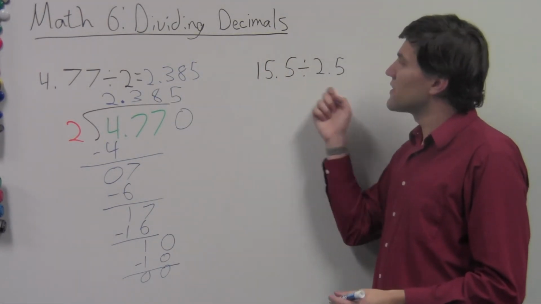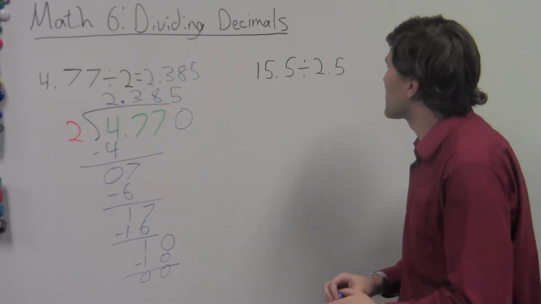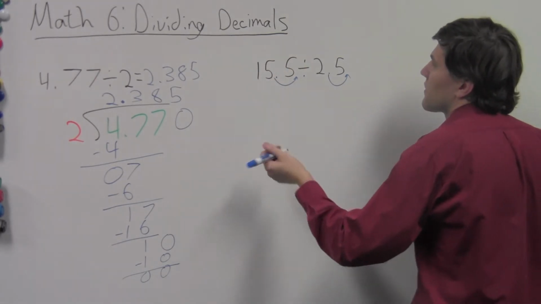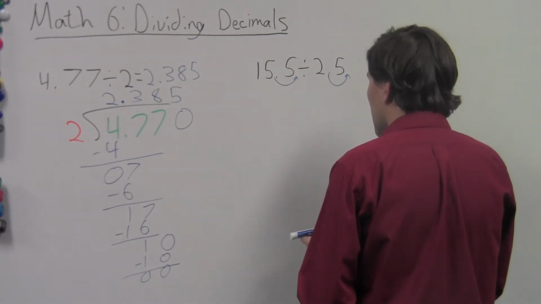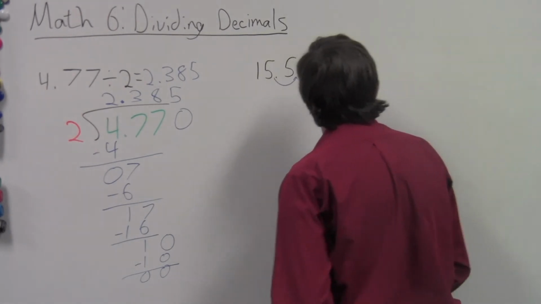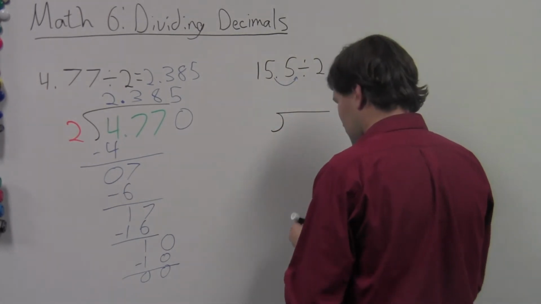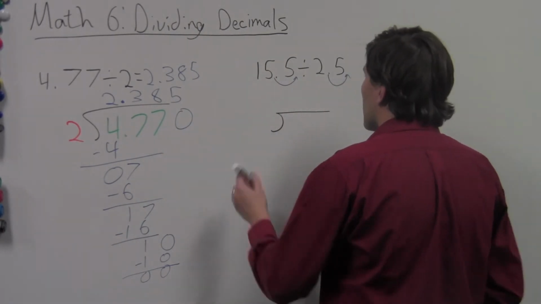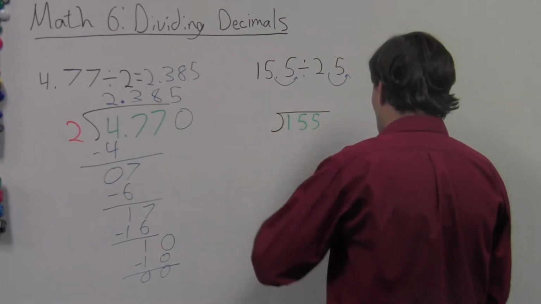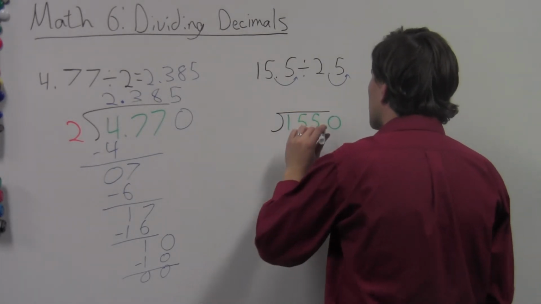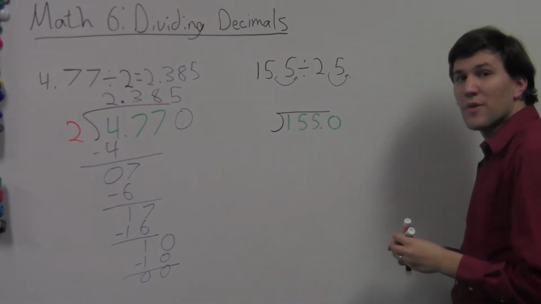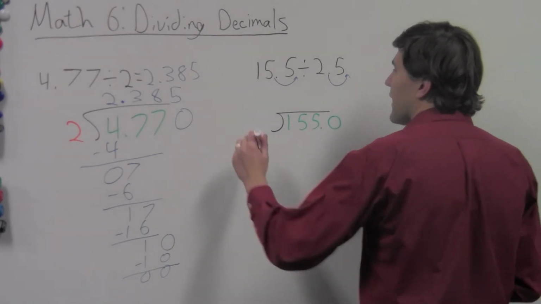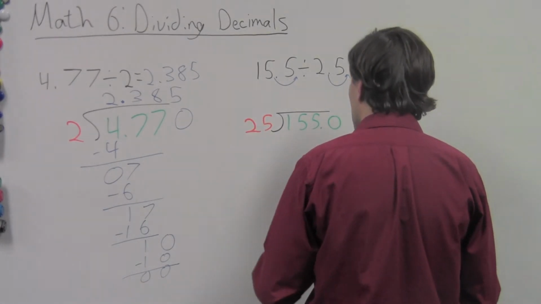Let's take a look at this problem. 15.5 divided by 2.5. We need to multiply both of these by 10. So we are really working with 155 divided by 25. So on the inside, we have our dividend, which is now 155. I'm going to put a 0.0 to remind us that we're probably going to need to find where that decimal point is. And our divisor is 25.